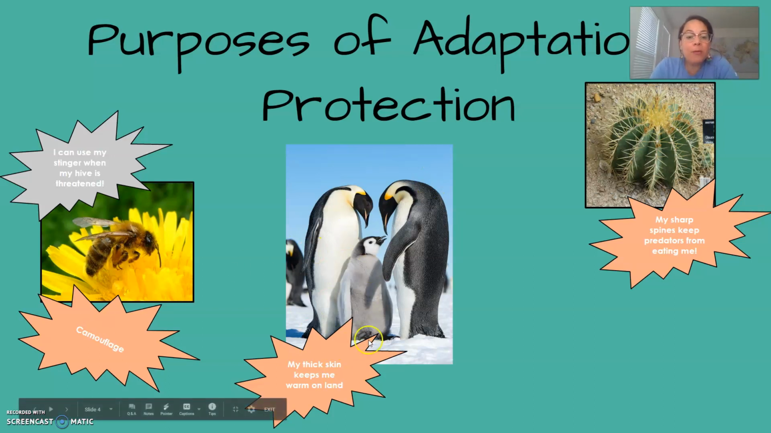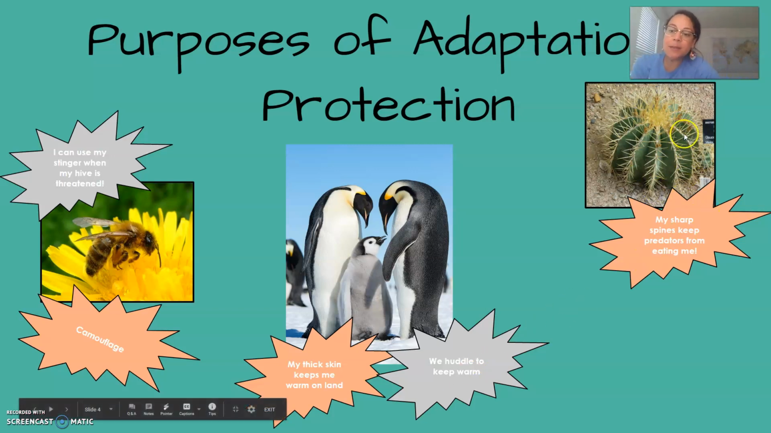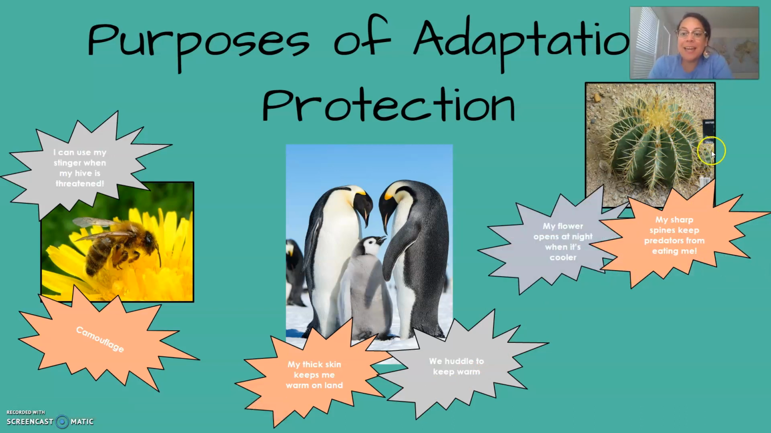Then the penguin, we talked about having that blubbery skin that helps it stay a little warmer on land where it's cold. But a behavioral adaptation is that penguins will huddle to keep warm. They'll all gather in near when they're extra cold. This desert plant has spikes that keep predators from eating it. And it also has a flower that will only open at night when it's cooler to protect the plant from overexposure in the hot desert.